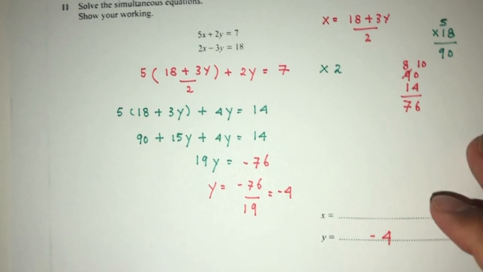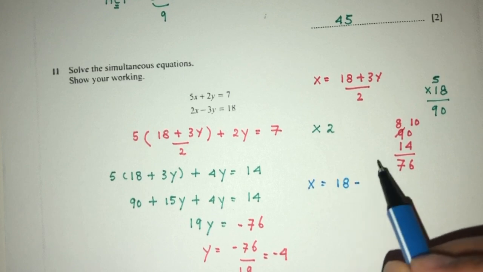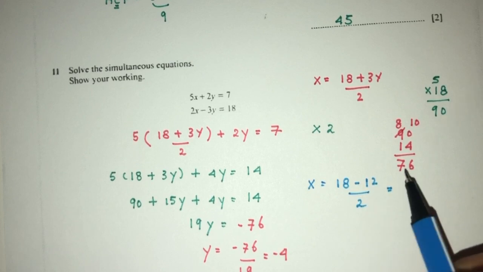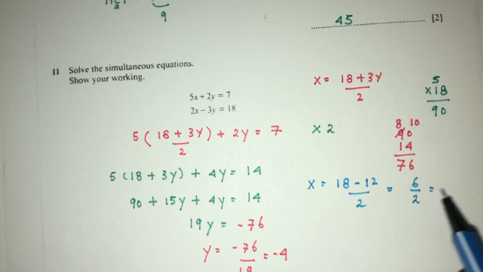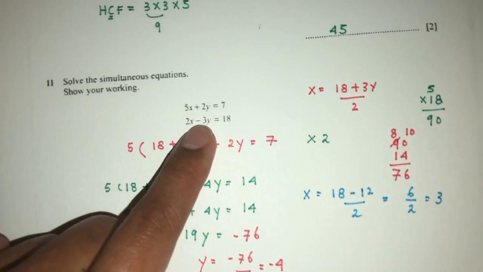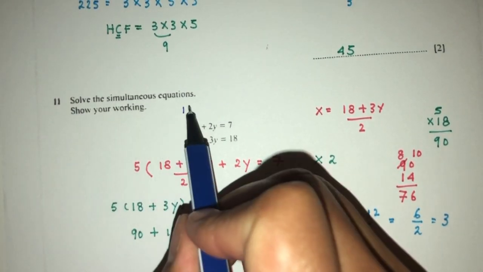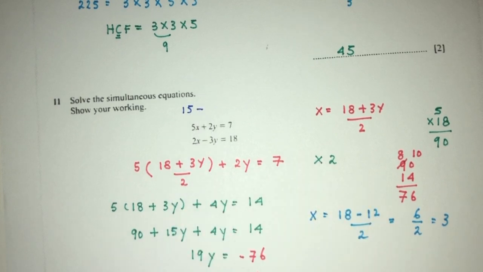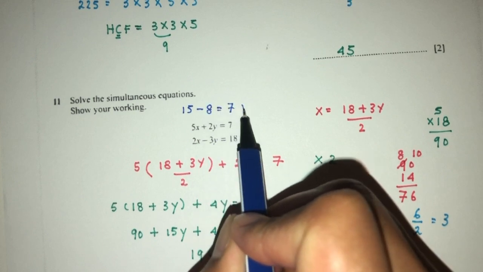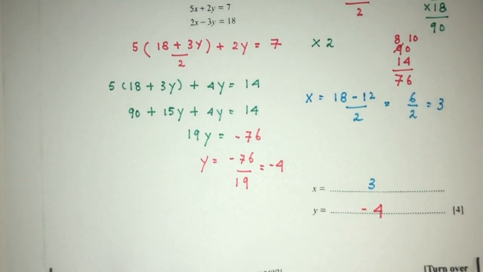Let's find the value of x. We replace y back here. x will be 18 minus 12 over 2. 18 minus 12 is 6, over 2. That should be 3. Now let's replace back in the equation to check. 5 times x is 5 times 3, which is 15, minus 2 times 4, which is minus 8, and that is 7. So it is good. The values of x and y are confirmed. That will be question number 11.